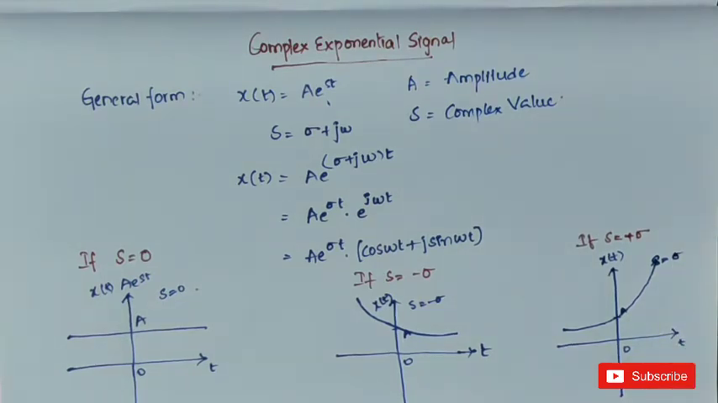First case: if s is equal to 0, then x of t is equal to a. It is a constant signal; at all times its amplitude is a. If s is equal to minus sigma, the amplitude decays exponentially. If s is equal to plus sigma, the amplitude increases exponentially. Three more cases are there in the complex exponential signal based on the values of sigma plus j omega. Let us see them now.